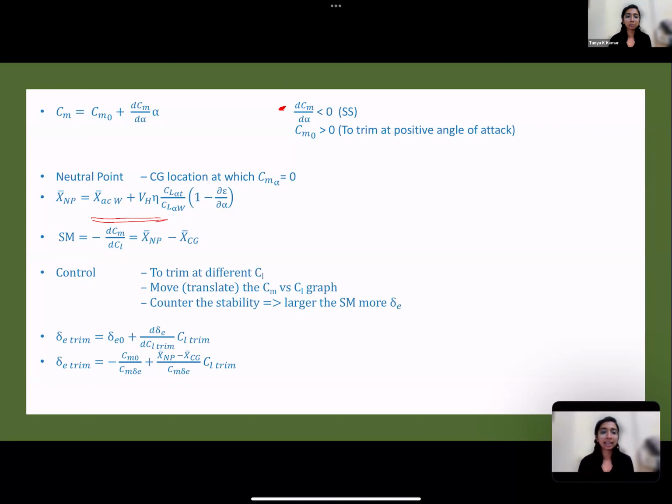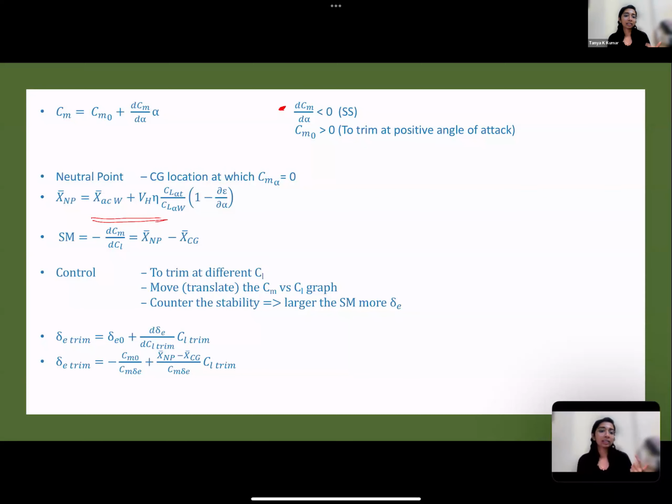Then we've seen static margin. Static margin is what? It is a quantitative measurement of your stability. So if your static margin is positive, your aircraft is stable, and the more positive it is, the more stable your aircraft is. If it is more stable, it is more difficult to control, and vice versa, more difficult to maneuver.